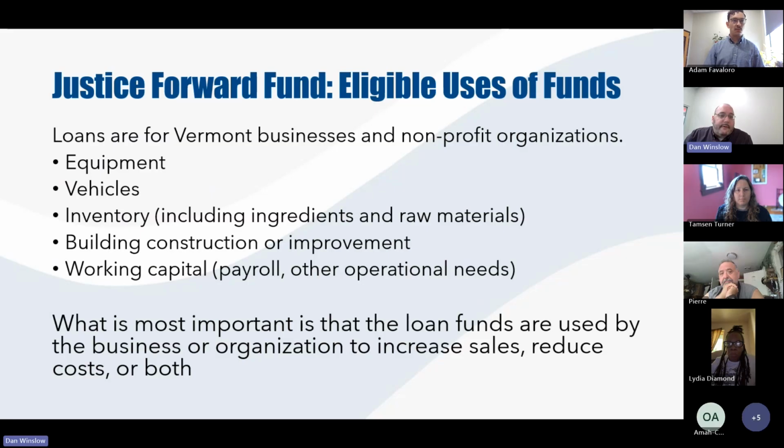In terms of the Justice Forward Fund itself, it's a loan for Vermont businesses and nonprofit organizations. Loans can be used for equipment, vehicles, inventories, whether that's ingredients or raw materials or whatever else takes the form of inventory for a business. There's no real restriction on what type of business or industry we look at. Loans can be used for building construction or improvement, for working capital, payroll, and other operational needs. The most important thing is that the loan funds are used by a business or organization to increase sales, reduce costs, or both.